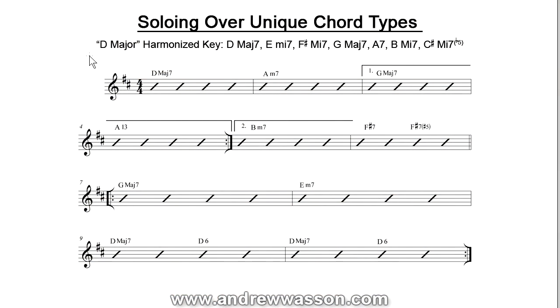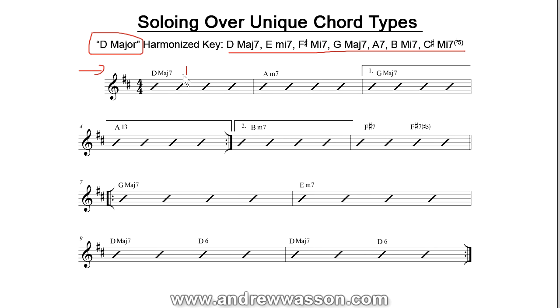Well, let's begin by going through a set of chords that I've put together in a chord progression that we're going to use for some analysis and some discussion for soloing over top of unique chord types. Now, first of all, this chord progression does happen to be in the key of D major. And what I've done is I've harmonized the key into a series of chords. So you can see here's all the harmonized proper diatonic chords for the key of D major done up as 7th chord harmony.